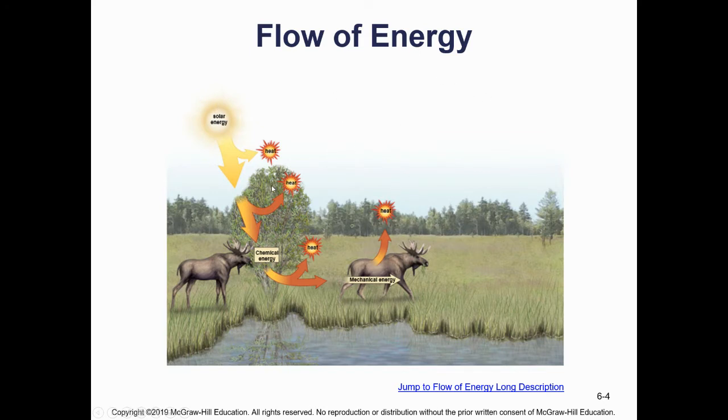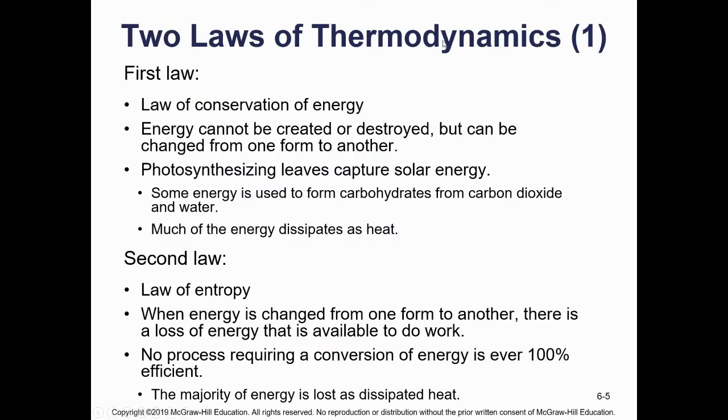We're going to have to constantly have a resupply flowing in because eventually it will all dissipate in the unusable form of energy, heat. So that brings us to our two laws of thermodynamics. The first law is called the law of conservation of energy. Energy cannot be created or destroyed, but it can change from one form to another.